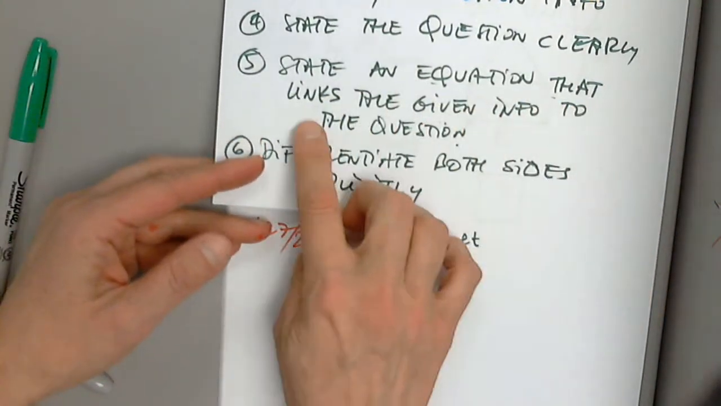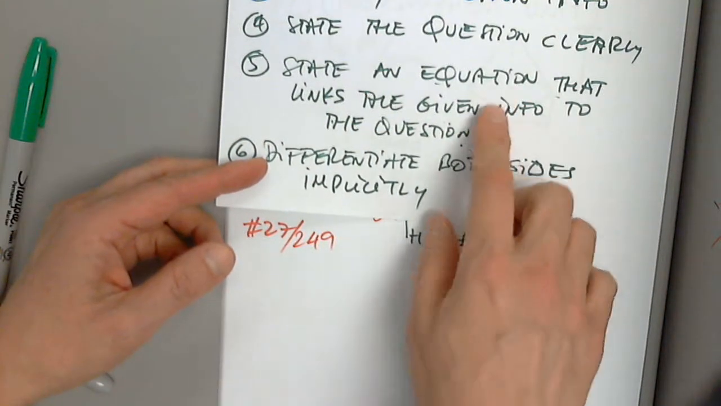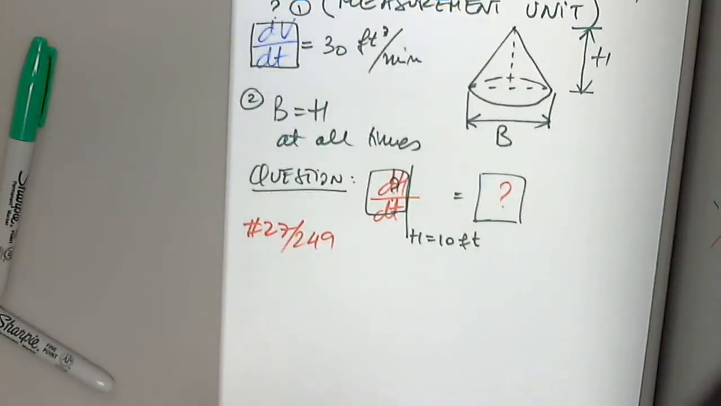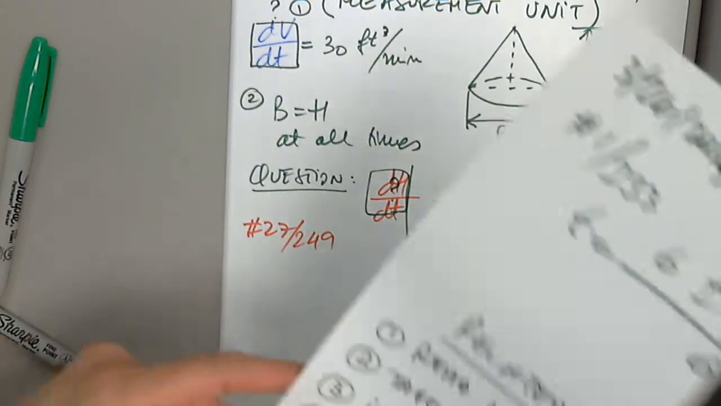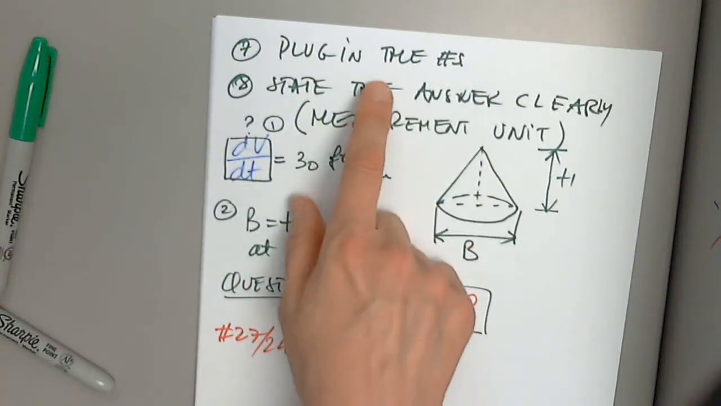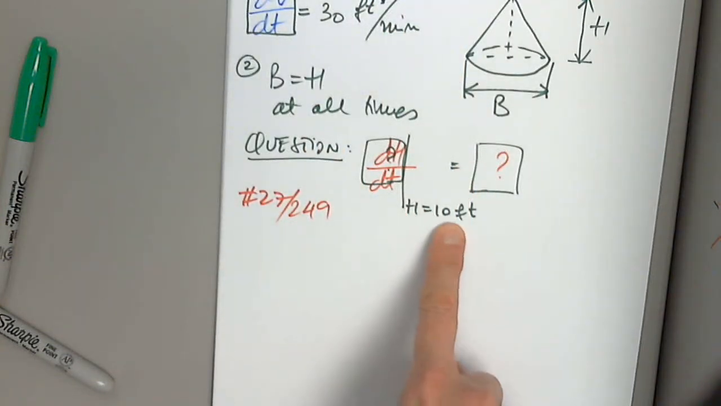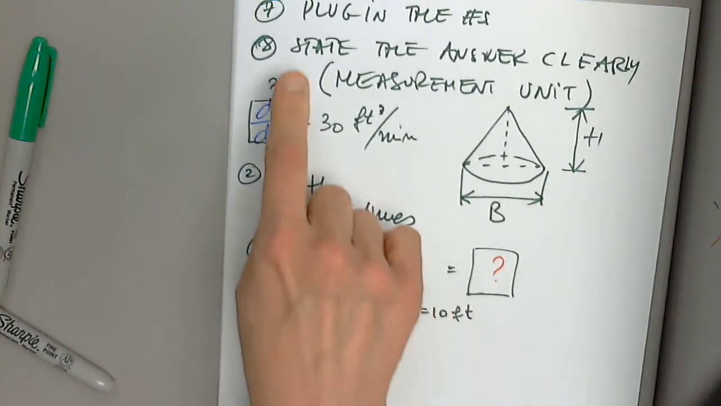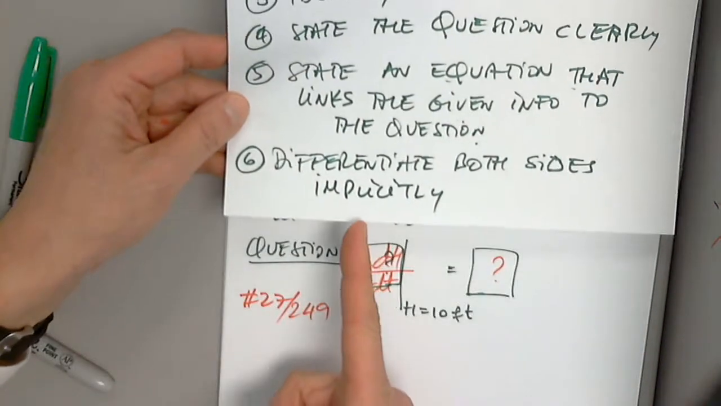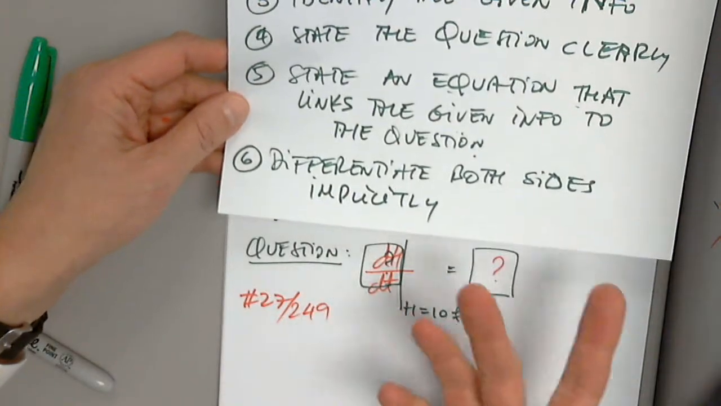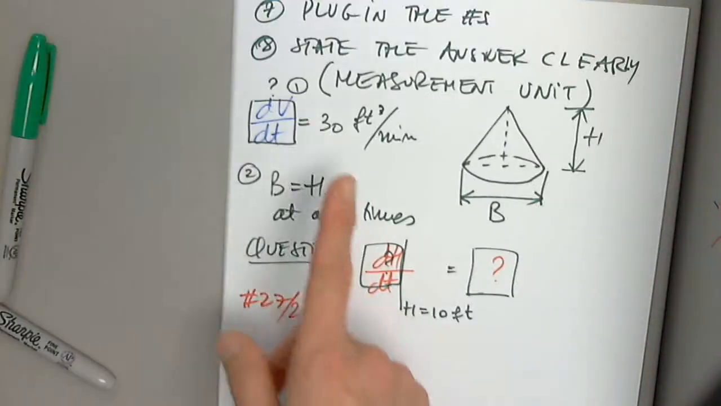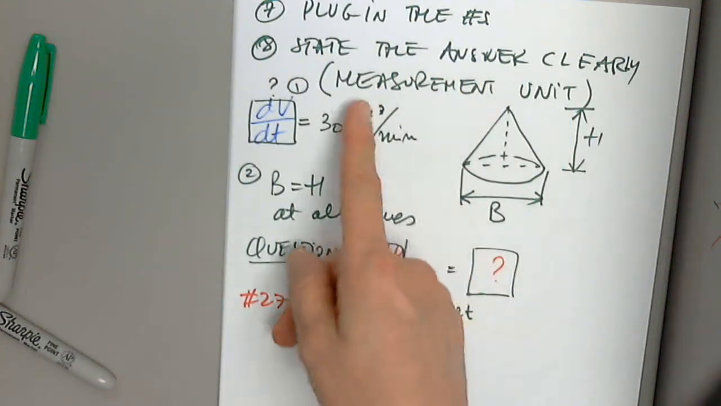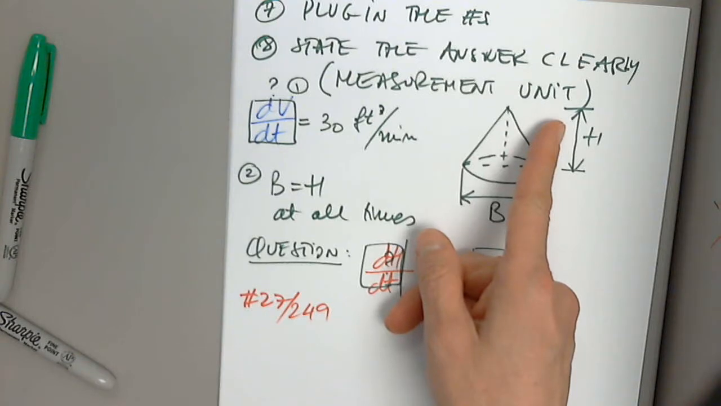We have to state an equation, or maybe a function, whatever, that links the given info to the question. Where is my starting point? And then we differentiate, and then we plug in the numbers. Which numbers? This, and anything else. So we cannot plug this in at any point before we finish differentiating implicitly, or just differentiating, depending on what we have. But we cannot plug in a number till the very last step, right before we state the answer clearly with a measurement unit. Okay.